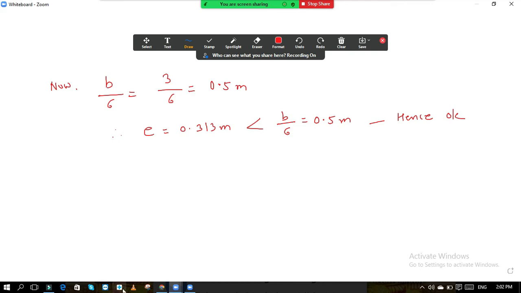Now you know that the retaining wall retains the soil. Okay, it is good, but the retaining wall is also resting on the soil.